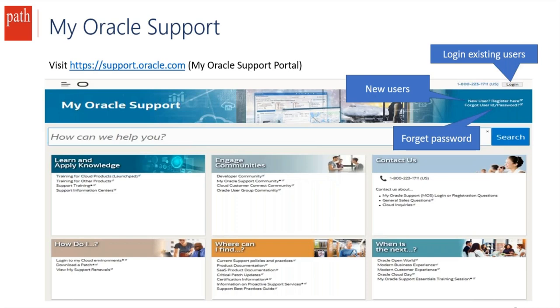The first step to start using MOS is to create a user. For that, you need to go to the MOS website, which is support.oracle.com. On the top right hand corner of the MOS homepage, you have the new user registration link. Click on this link to register yourself. If you are the first user for this CSI, then you will automatically become the administrator for this CSI. In case someone is already assigned as the administrator, he or she will be sent a notification to approve your user request. Once your request is approved, you can sign in to MOS.